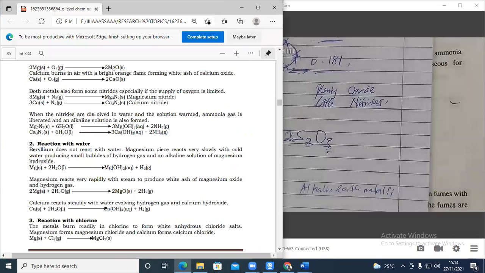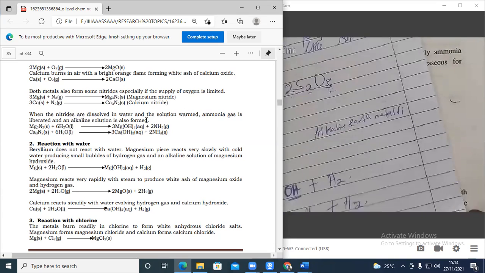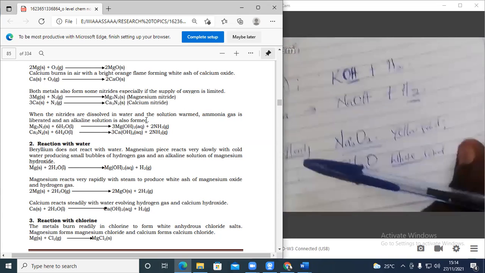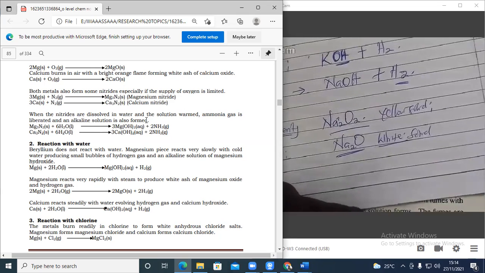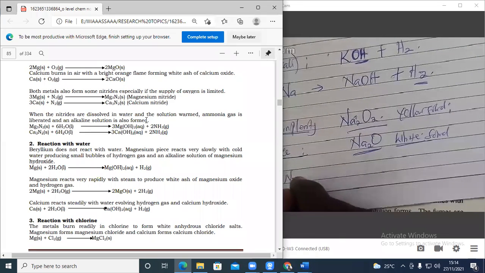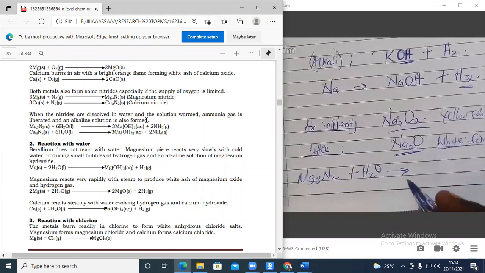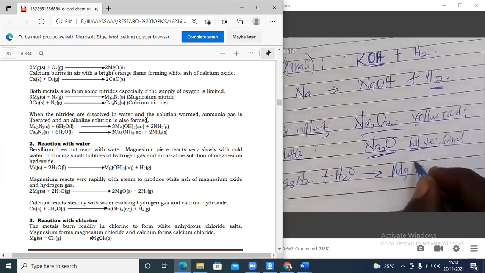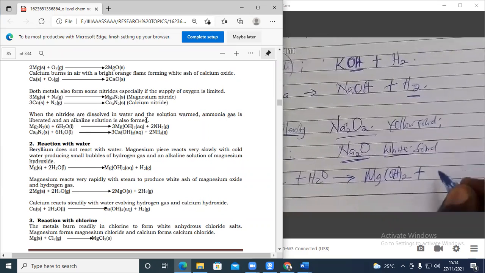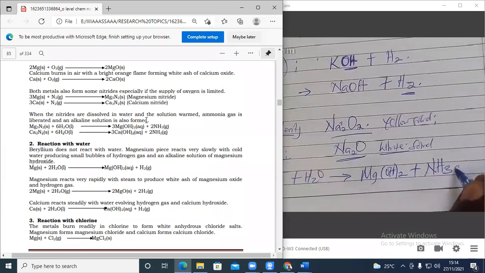When these nitrides, magnesium nitride and calcium nitride, are dissolved in water and warmed, ammonia gas is liberated and an alkaline solution is formed. An example is this: when magnesium nitride, Mg3N2, is dissolved in water and warmed, the end products are magnesium hydroxide plus ammonia gas. Ammonia gas is written as NH3 gas.